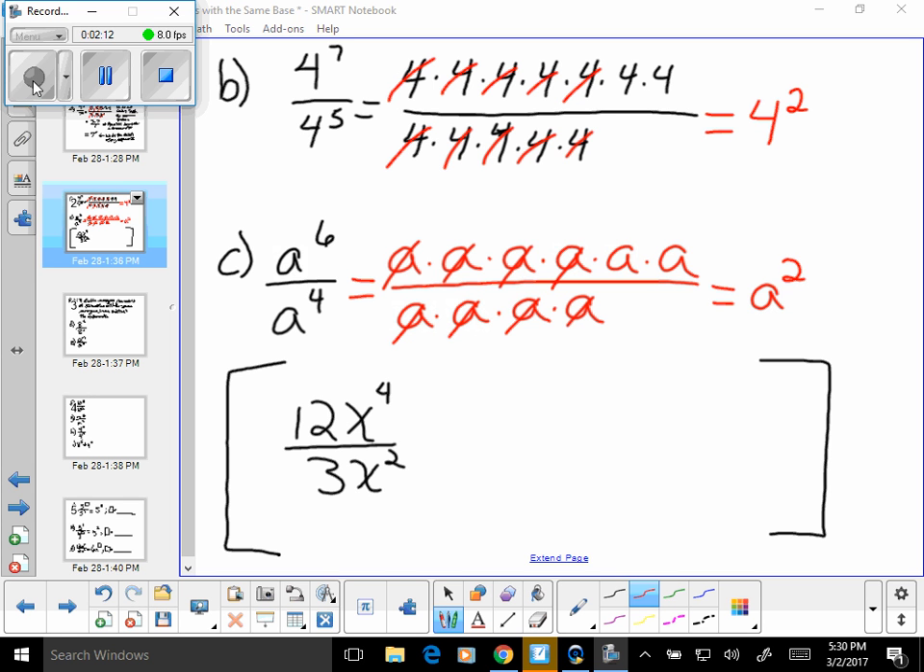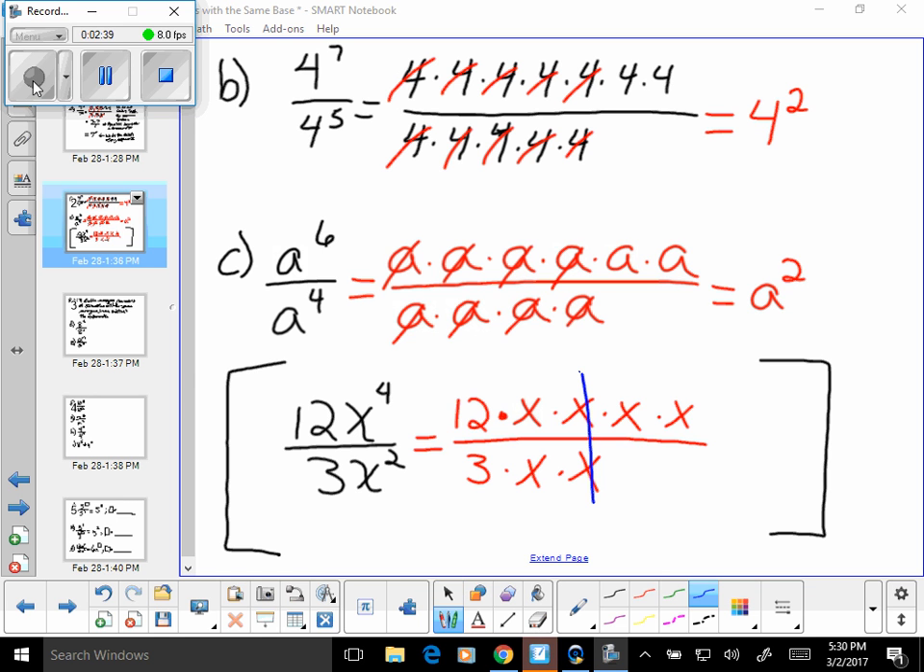Now, let's look what happens if we throw numbers into the mix. If we have 12 times x to the 4th divided by 3 times x squared, that's 12 times x times x times x times x over 3 times x times x. Now, I'm going to change colors here. These 2 x's cancel and these 2 x's cancel, but notice the 12 and the 3 cancel to a 4 and a 1. We have 4x squared as an answer.